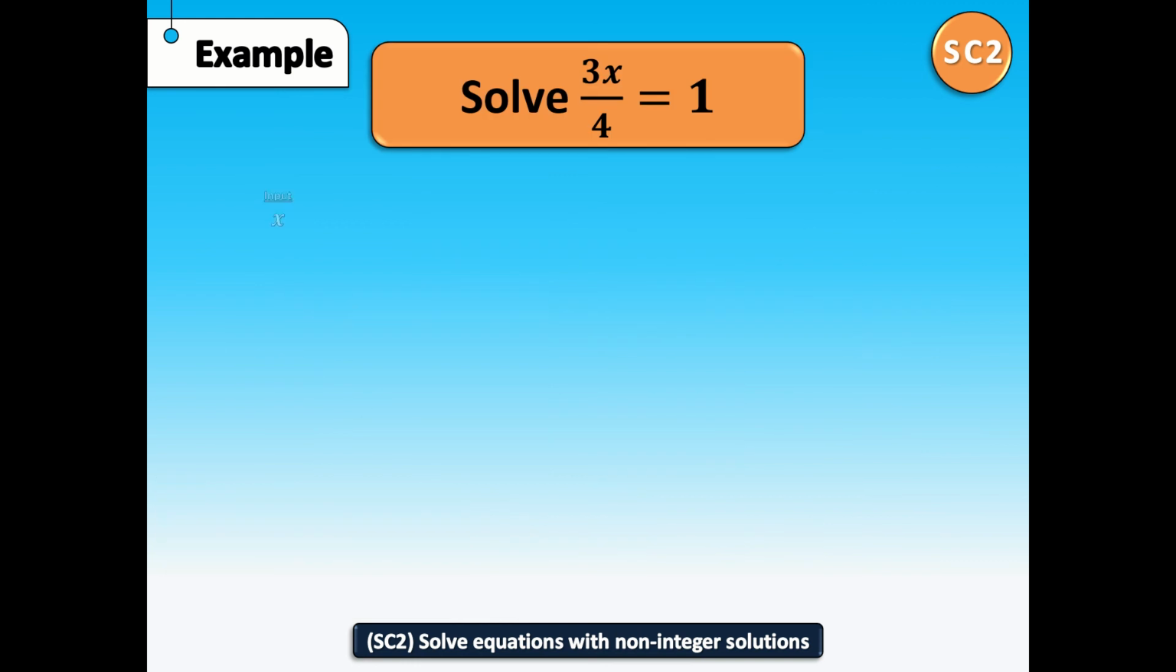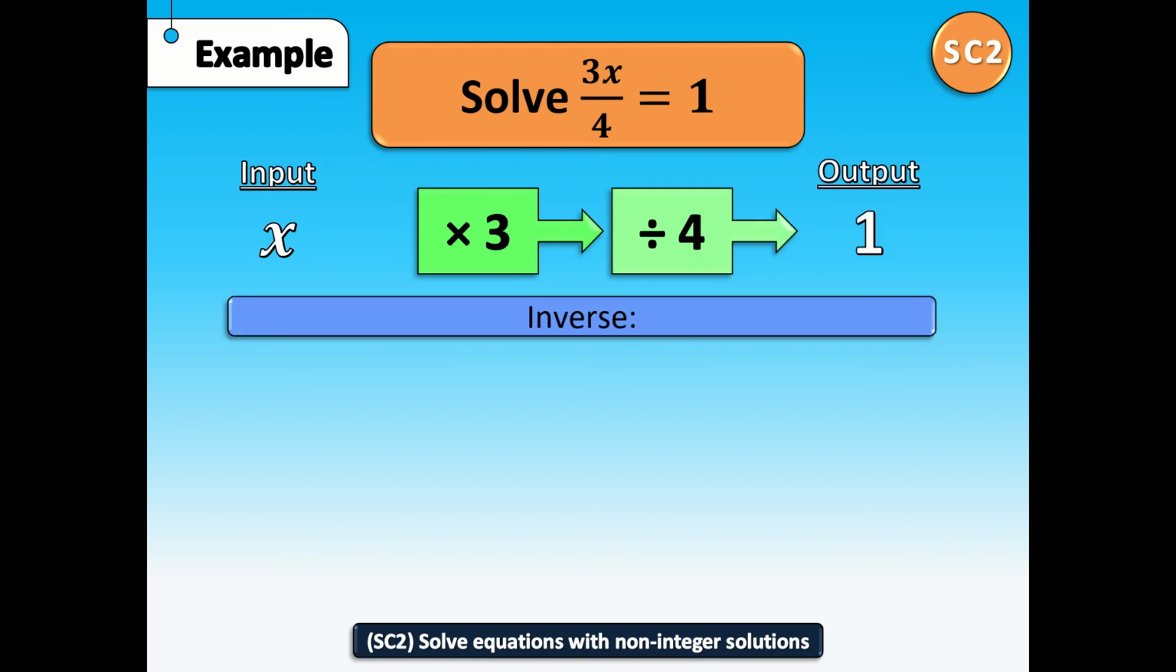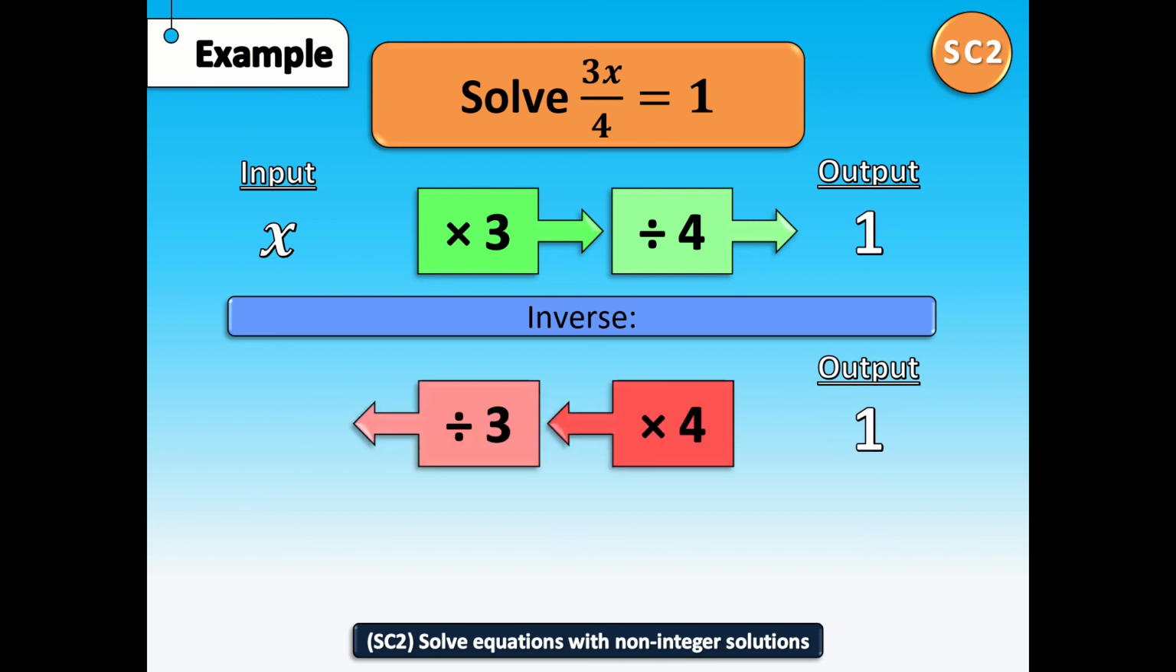In this question, we've got x, we're timesing it by 3, we're dividing by 4, and we get 1. So we need to work backwards doing the opposite. We've got 1, times by 4, then divide by 3.